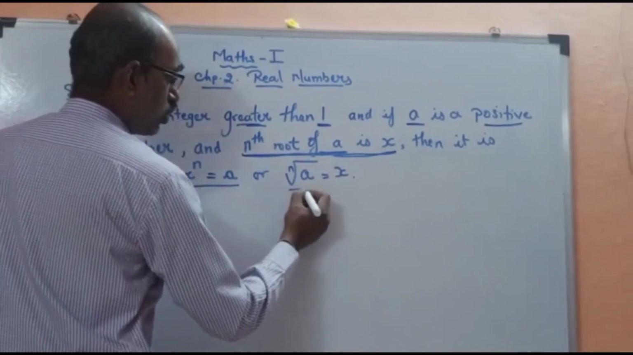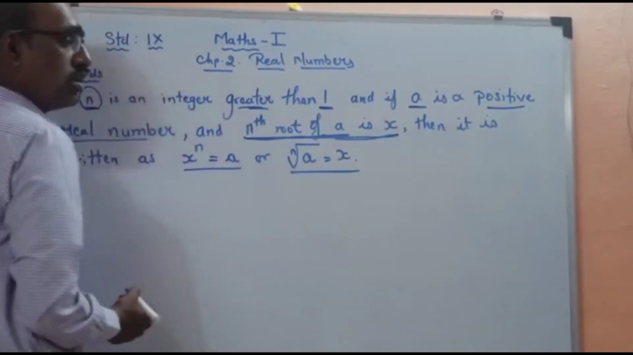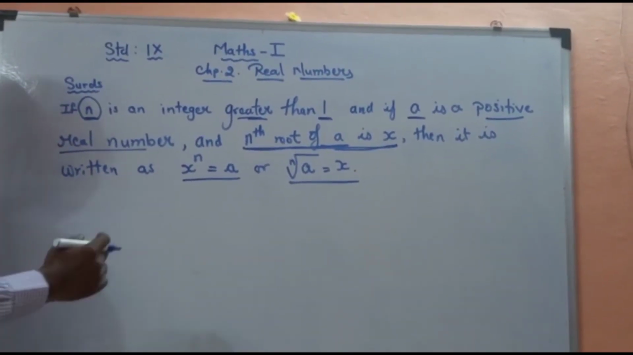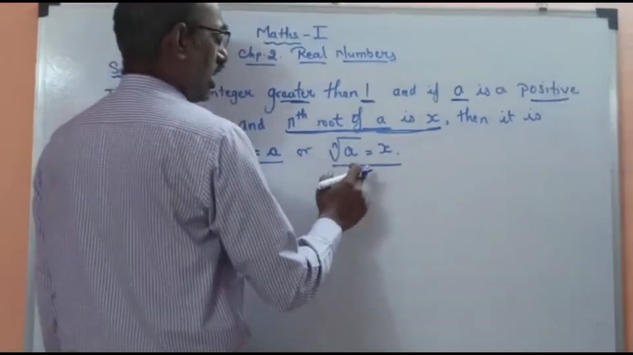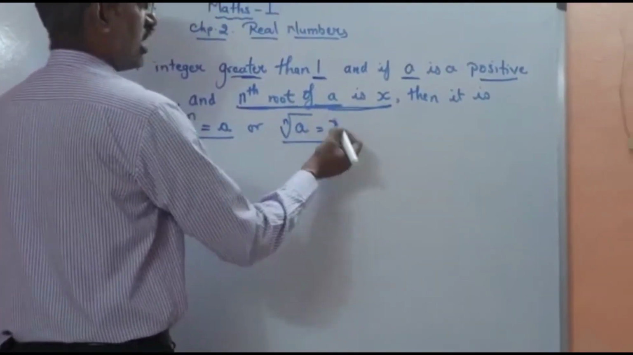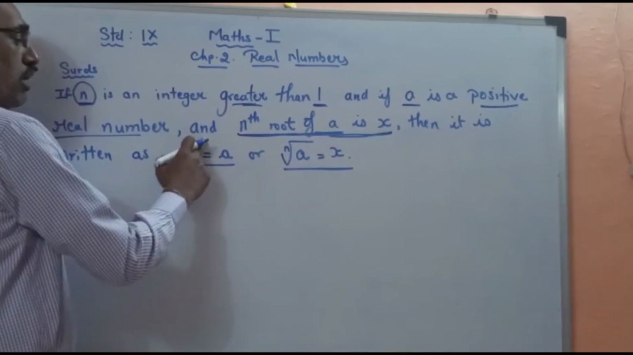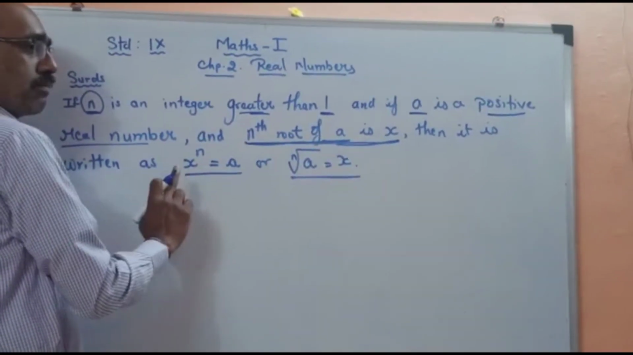You can see the nth root of a is equal to x. This is what we were talking about. So here you have to find any example: the nth root of a is x, or in the reverse order it is told as x raised to the power of n is equal to a. Got it?